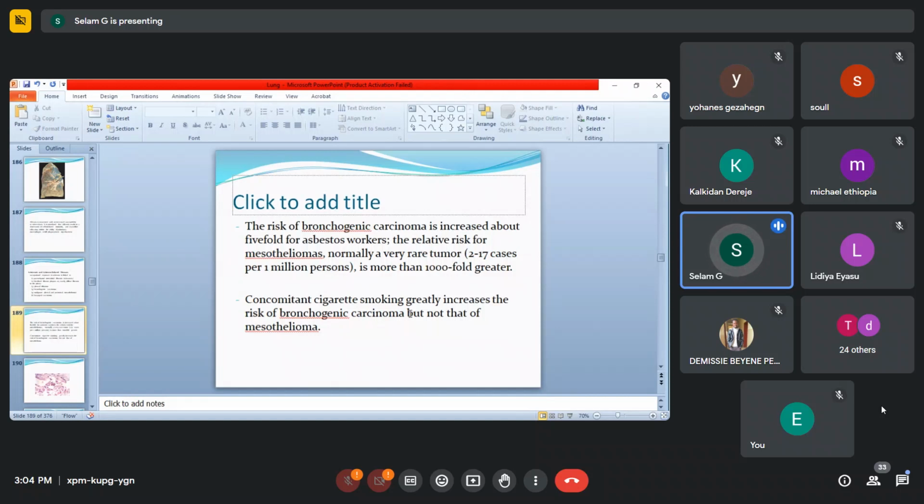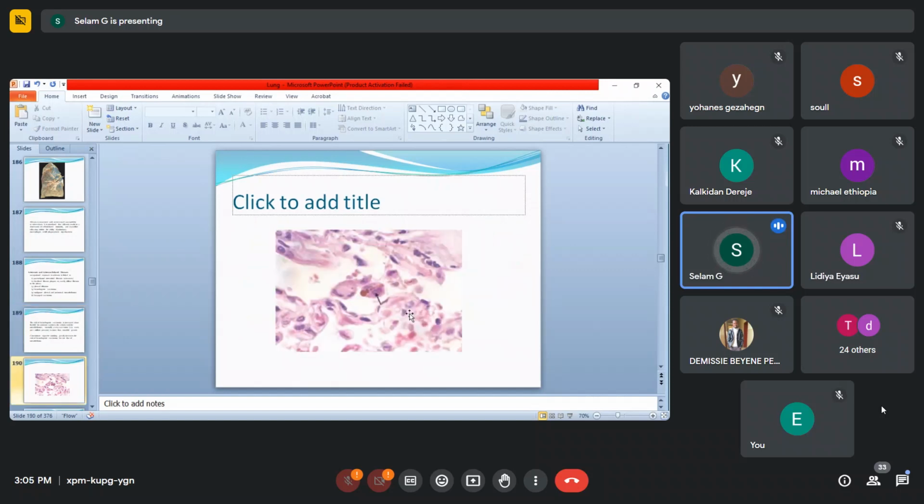Mesothelioma is in general a rare malignancy, and if it occurs, it is usually associated with exposure to asbestos. Otherwise, without exposure to asbestos, you normally don't see mesothelioma in your clinical practice. Concomitant cigarette smoking greatly increases the risk of bronchogenic carcinoma, but not that of mesothelioma.